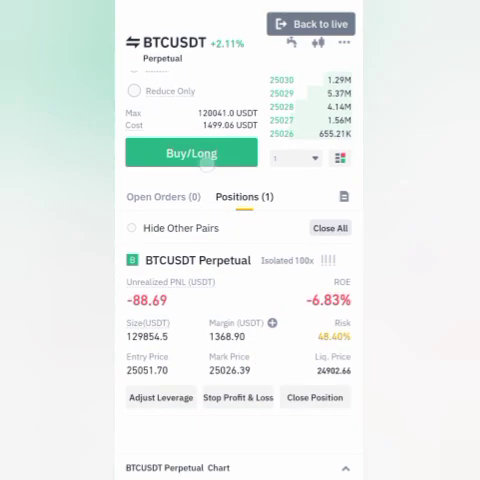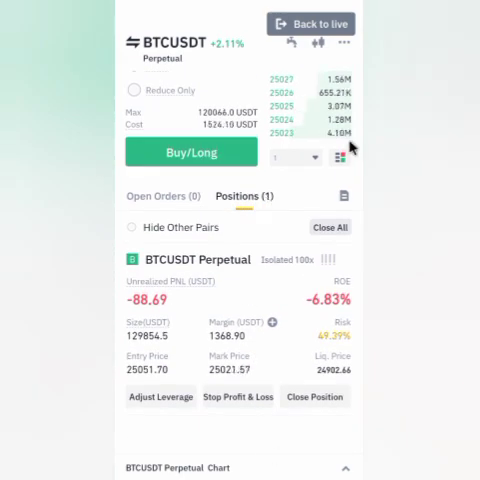So with the position, let me explain things here. Once I entered into the market, you can see the entry price of 25,051 USDT, the mark price is 25,021. So my unrealized profit and loss is $88. Okay, so it keeps changing, it keeps changing. Because of the nature of the chart or the market, that's how it goes.